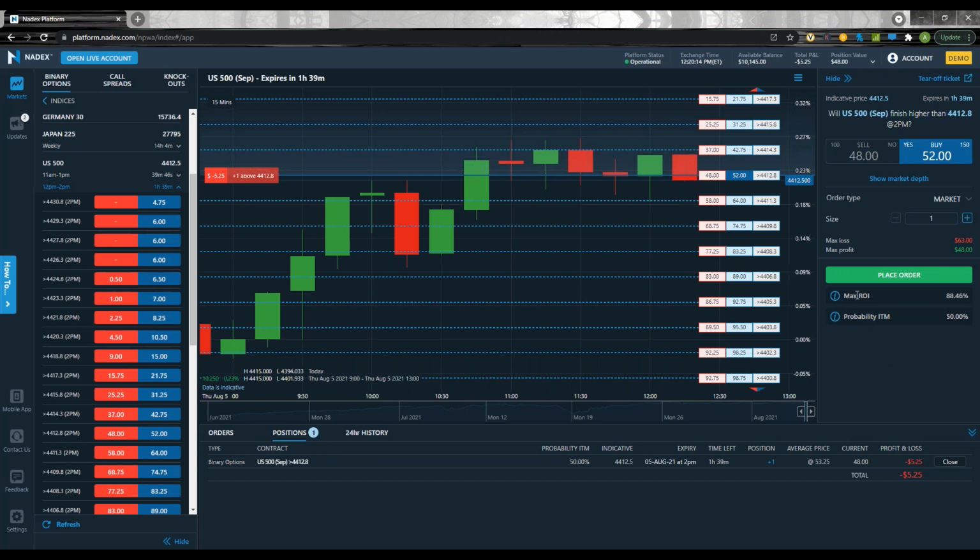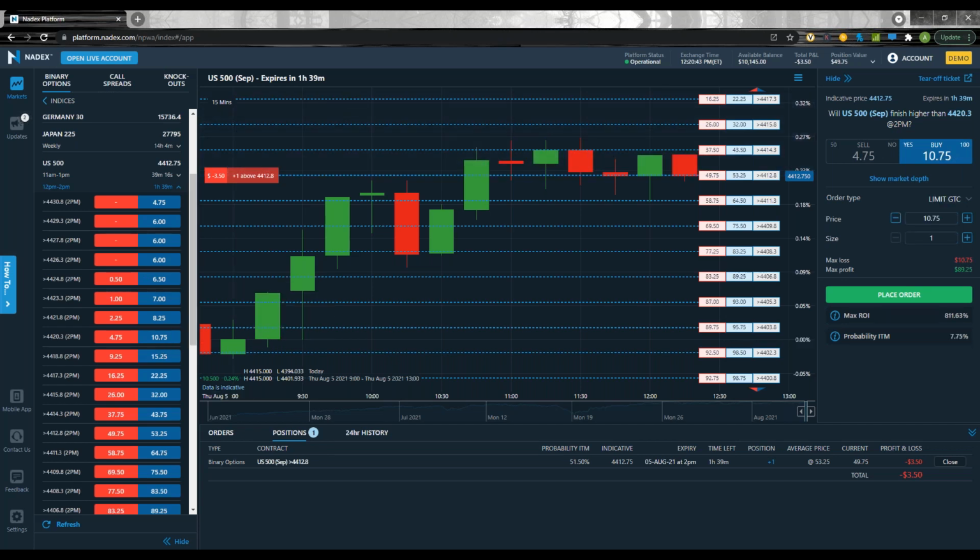So you can see here we have a couple. These are actually pretty new. I think we released this about 2 weeks ago. We have our max ROI and our probability in the money calculators here. So what the max ROI is doing is telling you your maximum return on investment, basically saying if this would expire in your favor, right? If you were to get the entire $100 payout, this would be your return on your initial cost to get in.